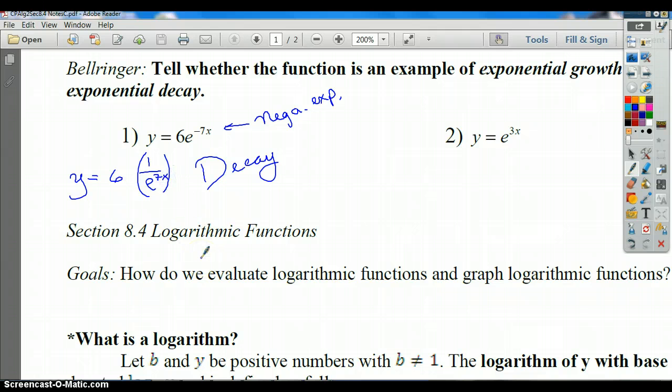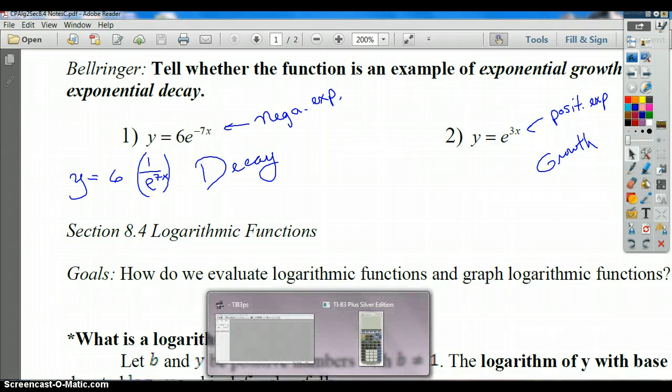And that's obviously smaller than 1. 1 over 2.2 is like a half, so that's going to be decay. This has a positive exponent, and this would be growth. If you're not sure, go ahead and plug those in on your graphing calculator and see which way they go.